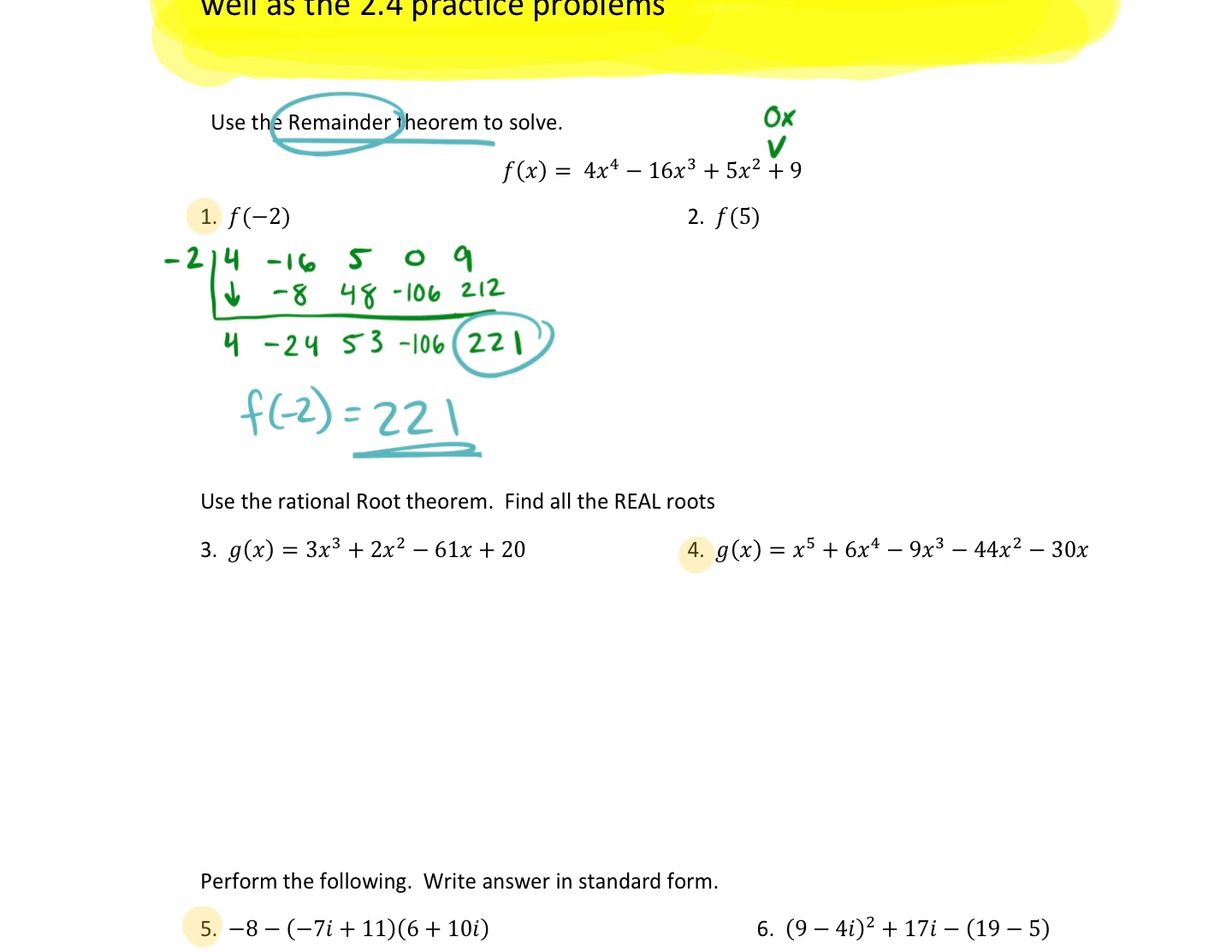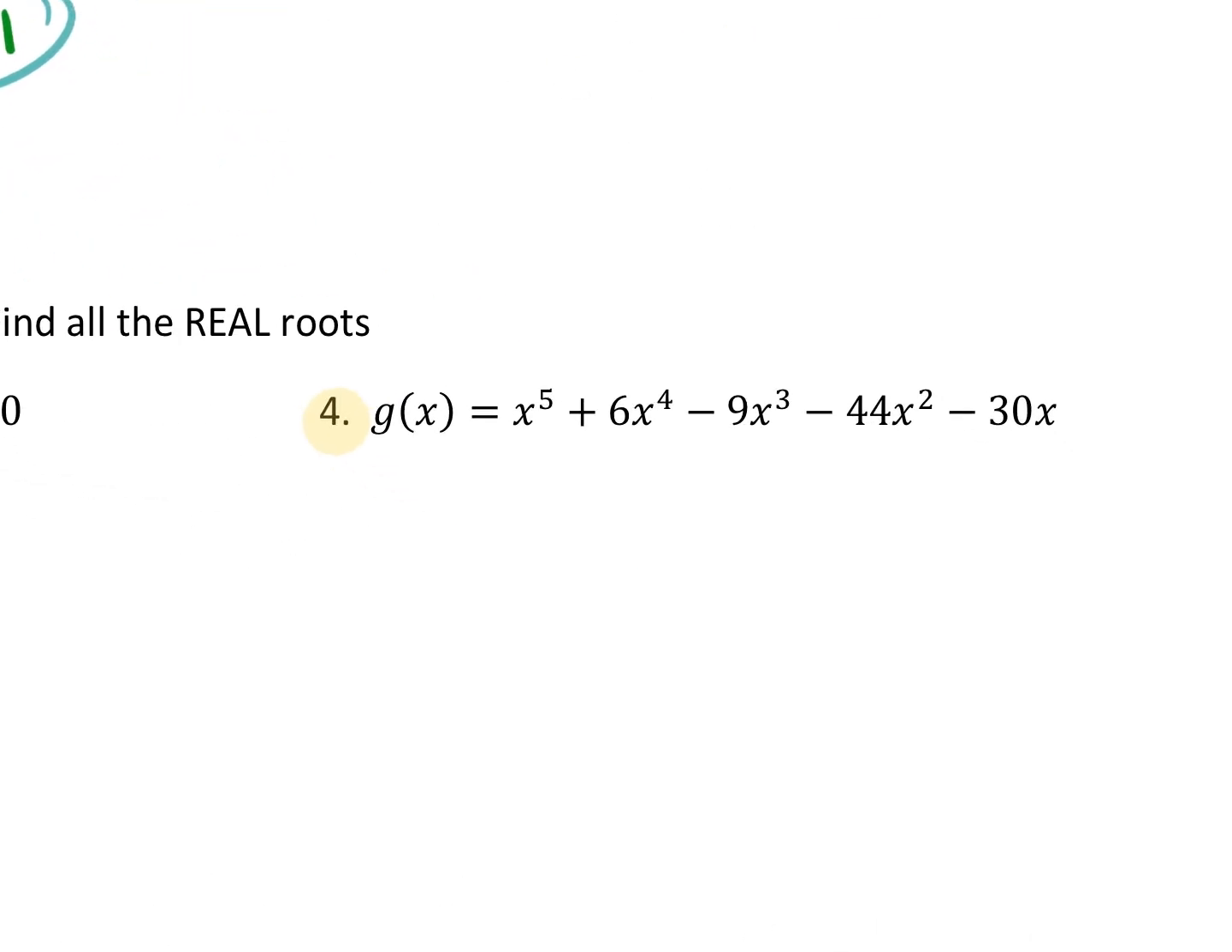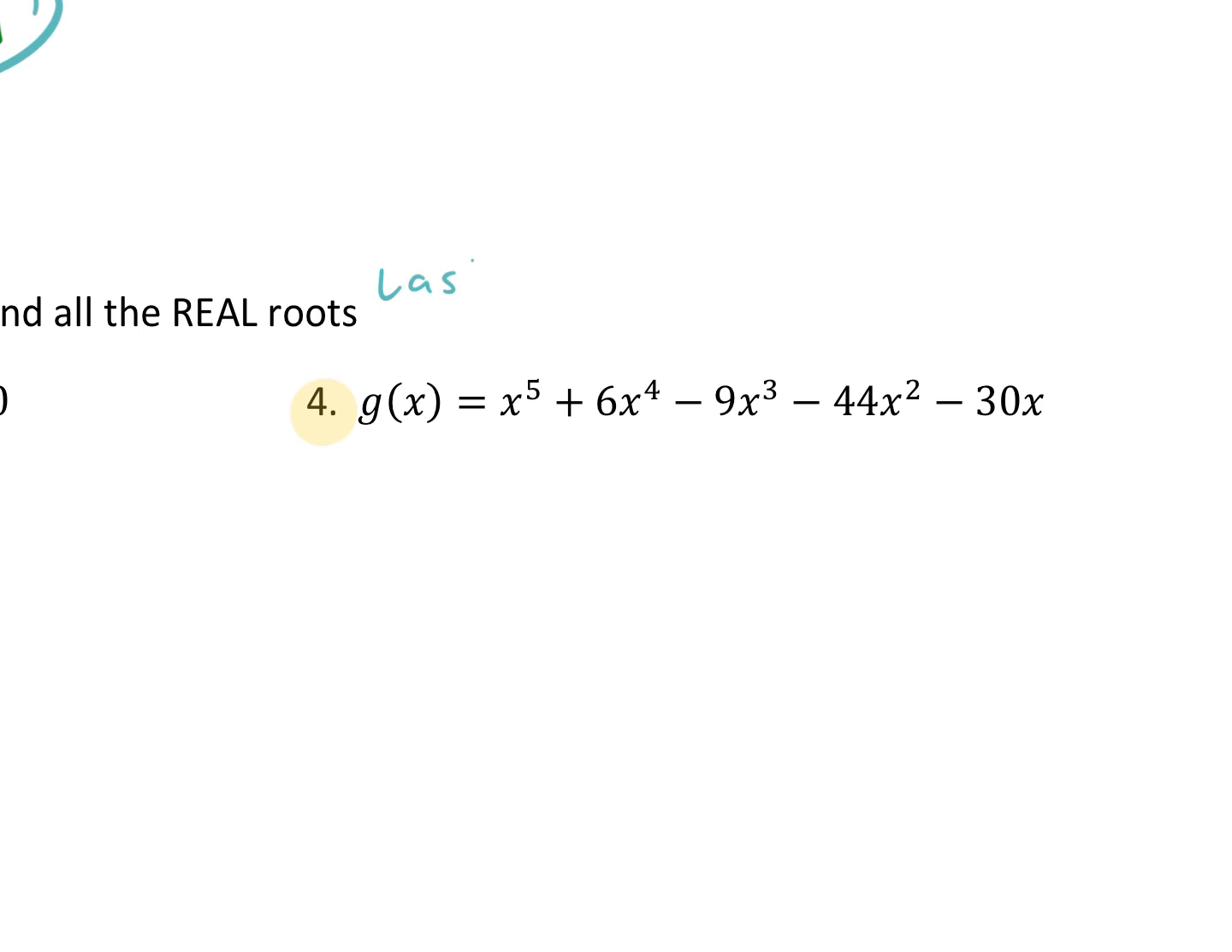For 4, we want to use the rational root theorem to find all the real roots. So this is last over first. Last over first is our rational root theorem. This gives us our possible options for our factors, our possible zeros. We just have to use synthetic division to test and see what our actual zeros are. But looking at number 4, what do you think I could do first here?